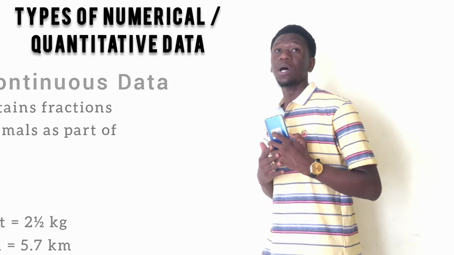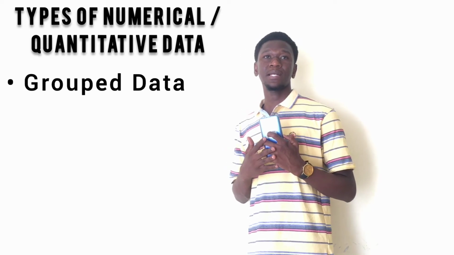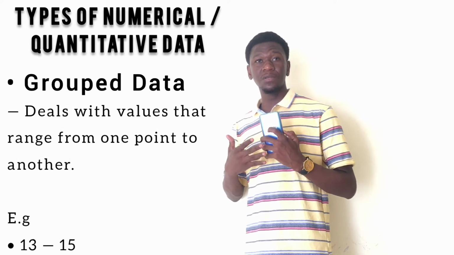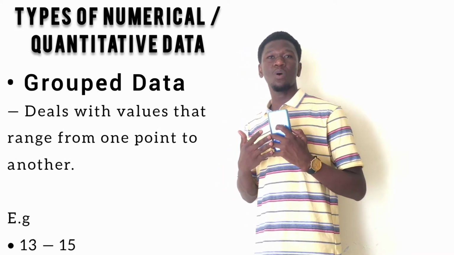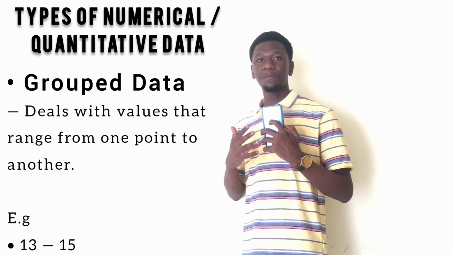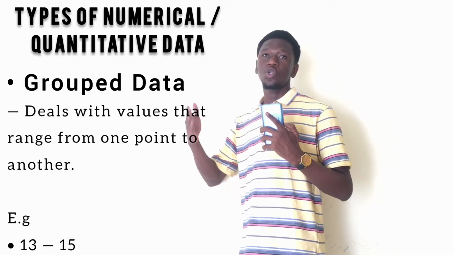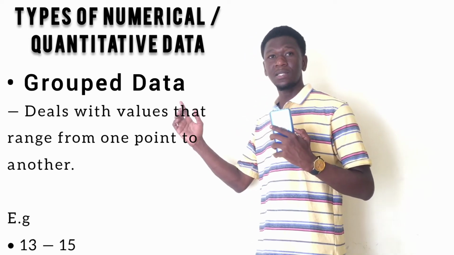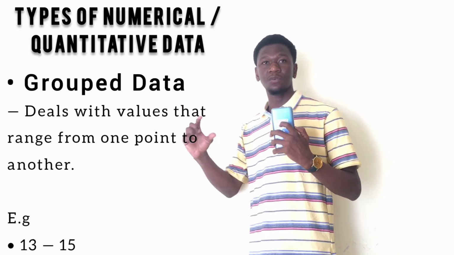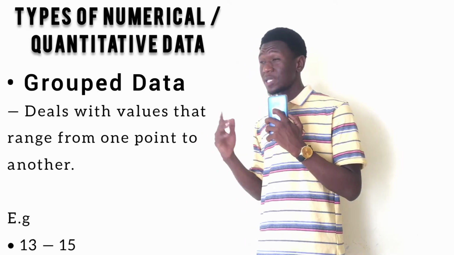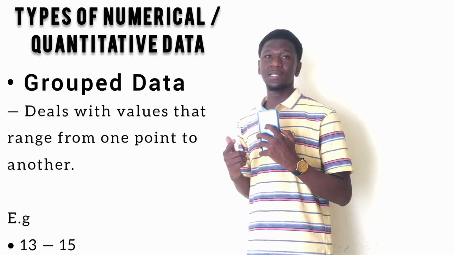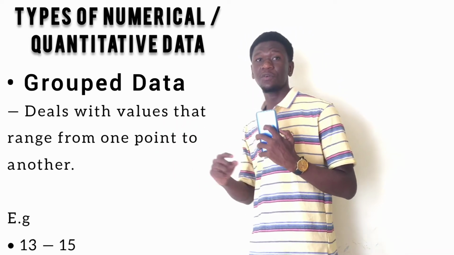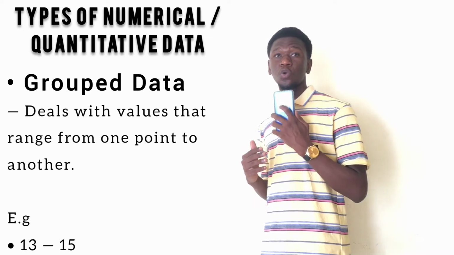And then another thing, we have grouped data. What is grouped data? Grouped data deals with values that range from one point to another point. Group data hizi ni zile aina ya data ambazo tunaziweka katika mafungu. For example, we can say from 13 to 15 years. Tunakuwa tunaweka interval pale katikati. For example, kuanzia 15 mpaka 13. For example, again from 10 to 35 kilometers. Tunakuwa tunaweka interval pale katikati. That is so called grouped data.